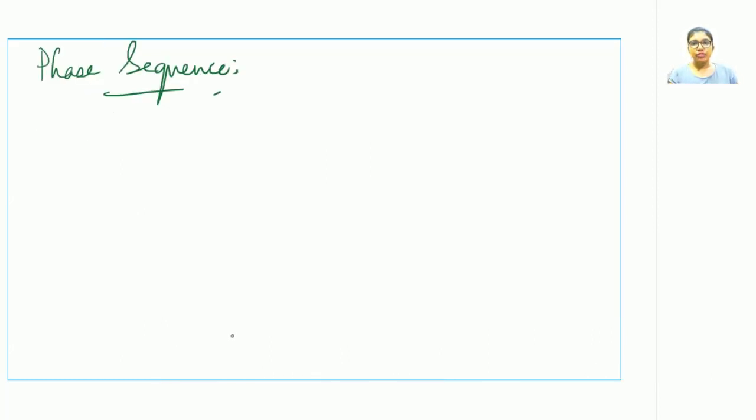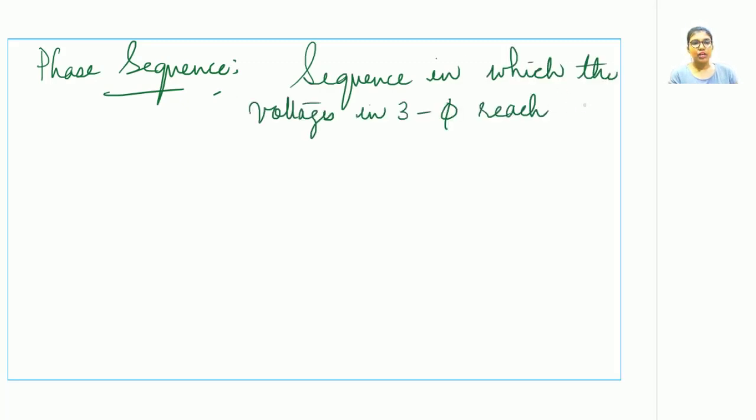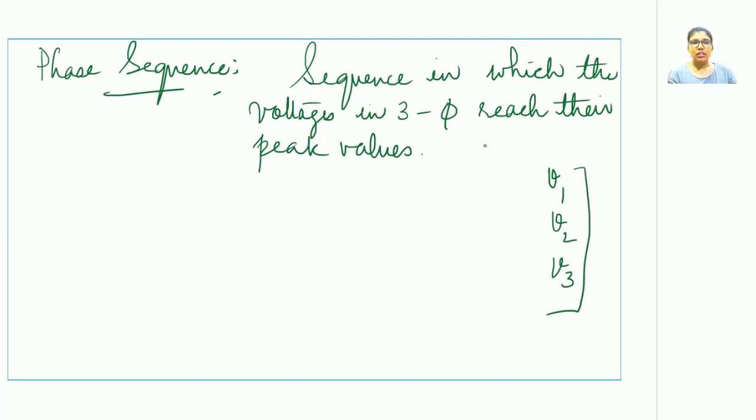Now since we are studying about the three-phase system, one must be aware of a very important term used in three-phase system, that is called phase sequence. Phase sequence is the sequence in which the voltages in the three phases reach their peak value. So from the sinusoidal representation, we had already seen that V1 reaches the peak value first, followed by V2, followed by V3. So this is the sequence in which these voltages reach their peak value, and this is called phase sequence. Now these phase sequences are of two types.